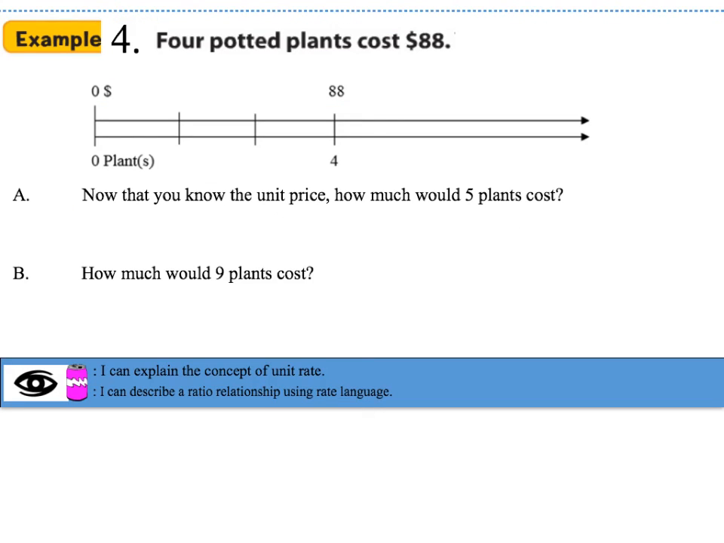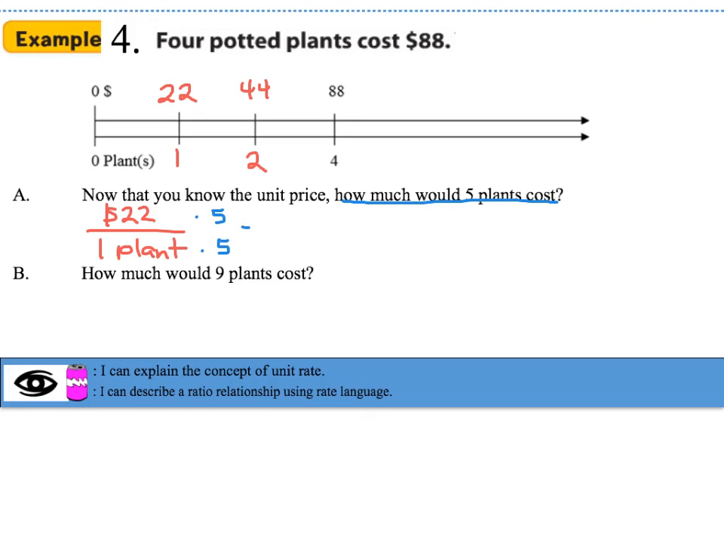So for example 4, they're still giving us the same exact thing. They said 4 potted plants cost $88. And we pretty much did this in the previous problem. So we know that the unit cost was $22 for 1 plant. And then we also doubled that, so we got $44 for 2 plants. So now that we know the unit price, which is $22 per 1 plant, I can figure out how much 5 plants would cost.